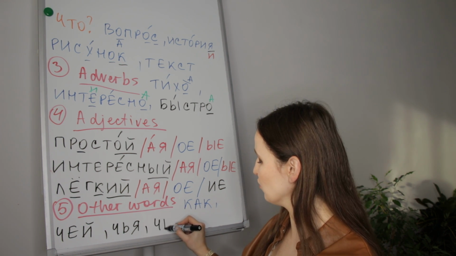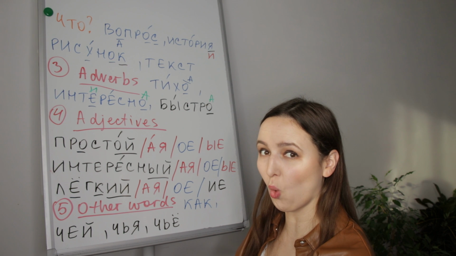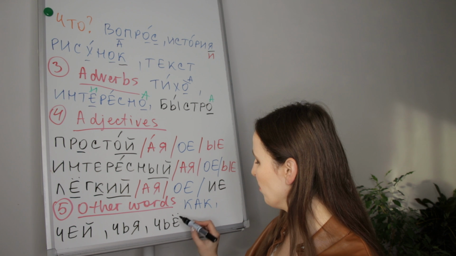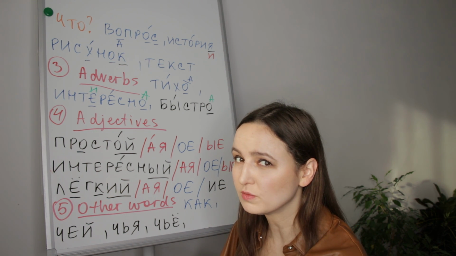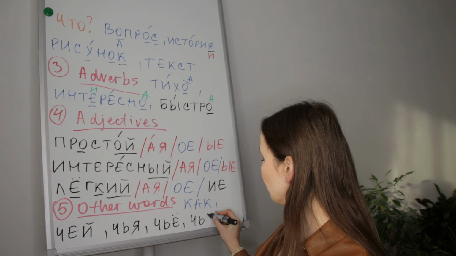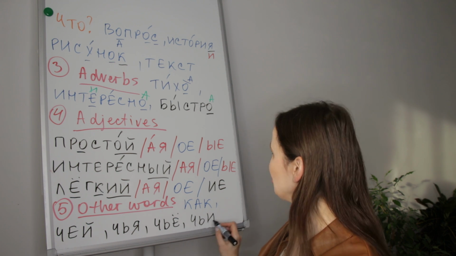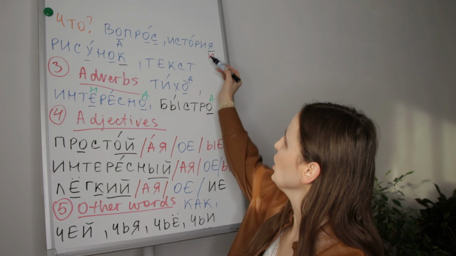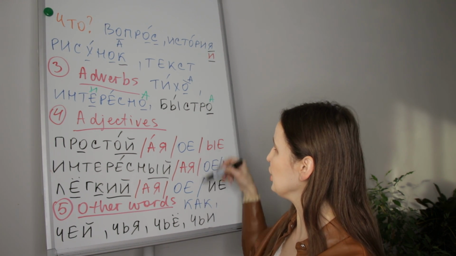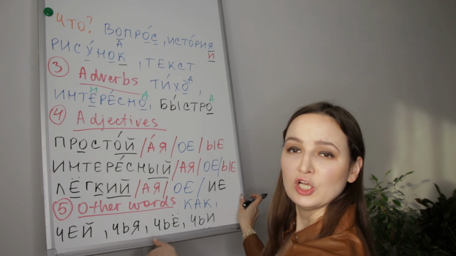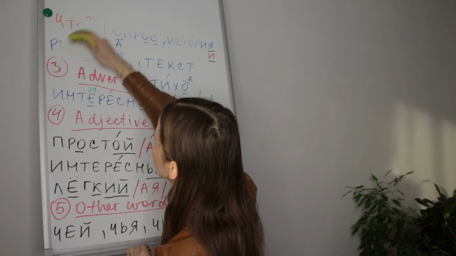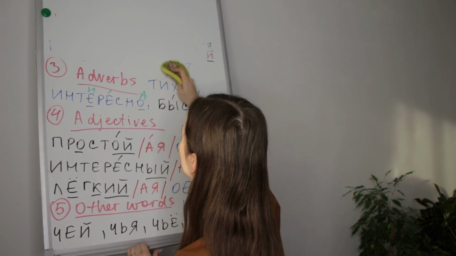Чье for neuter nouns, whose for neuter nouns, чье. Чье предложение, whose sentence. Чье пальто, whose coat. Чье, whose for neuter nouns. And чьи for plural nouns. Чьи истории. If we make this noun plural, we can use it. Чьи истории, whose stories. Очень хорошо. Next part, номер 6, number 6.